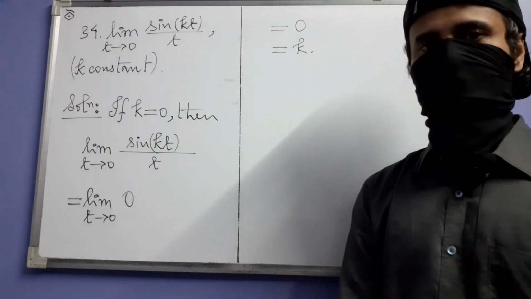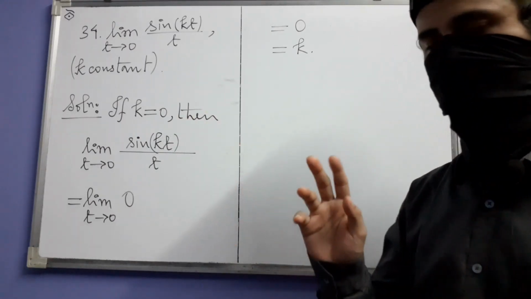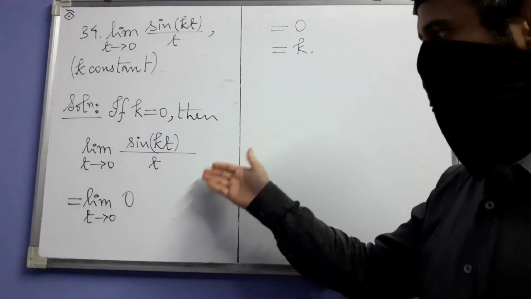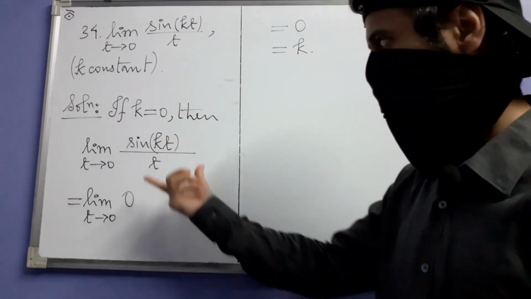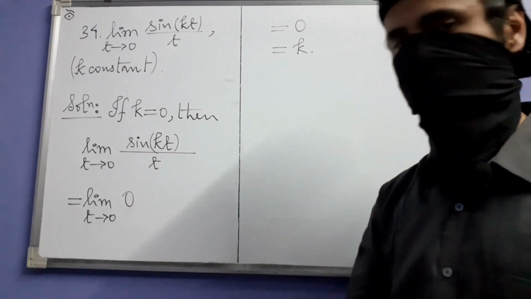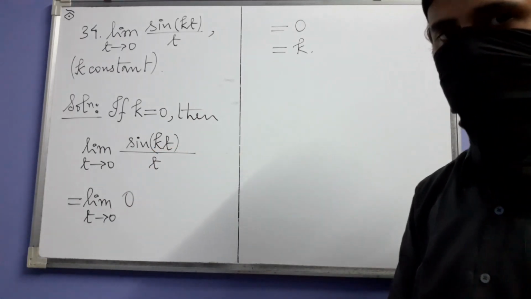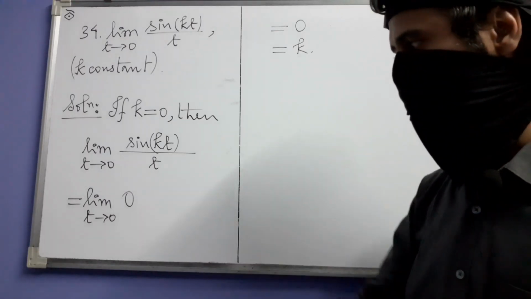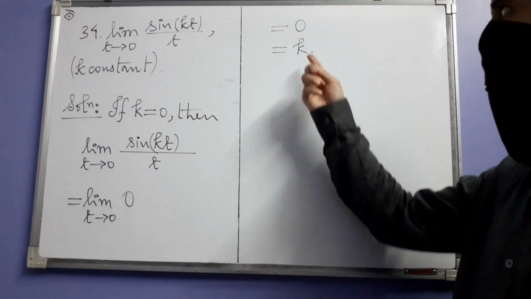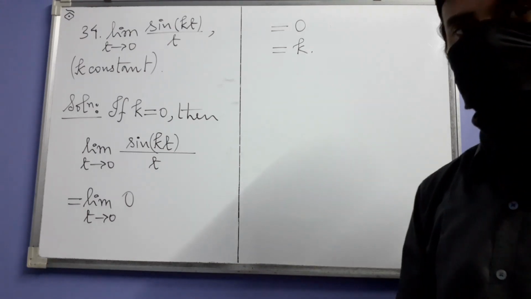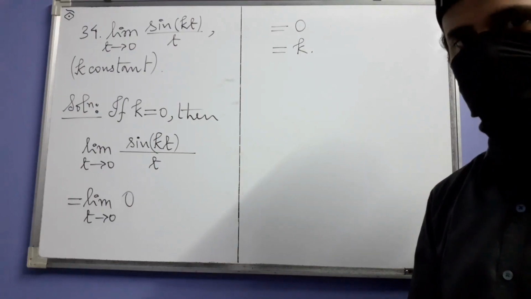We divide the solution into two cases depending on whether k is 0 or not. Let us first consider the easier one. If k is 0, then the function itself becomes 0, because you are having sine 0 divided by t, so this is 0, and the limit of the constant function 0 of course is 0, and that is actually just k. Next we go for the case where k is non-zero.